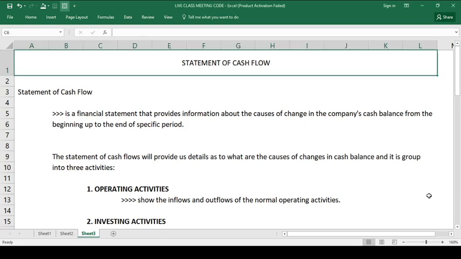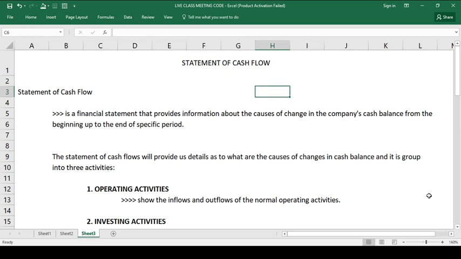Okay, so for today, our discussion will be about the third statement of financial statement, the statement of cash flow, okay? What is a statement of cash flow? A statement of cash flow is a financial statement that provides information about the causes of change in the company's cash balance from the beginning up to the end of a specific period.